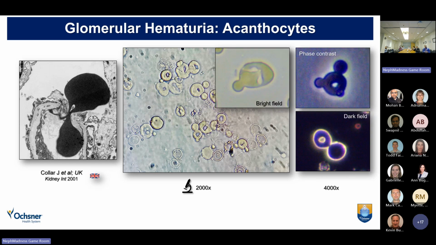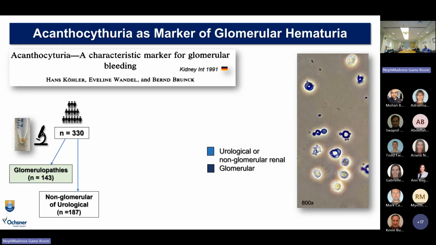Importantly, the bright field technique is not the most optimal to catch acanthocytes. Phase contrast is by far the best, and dark field is also pretty good. But trying to find acanthocytes on bright field microscopy is not easy. It's a challenge, and I would not encourage you to do that. Phase contrast is definitely better.